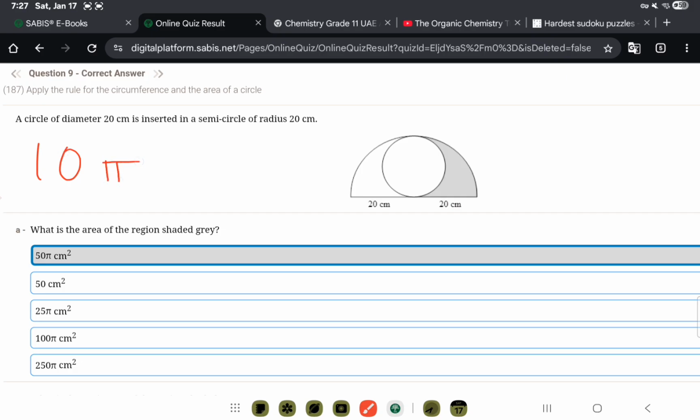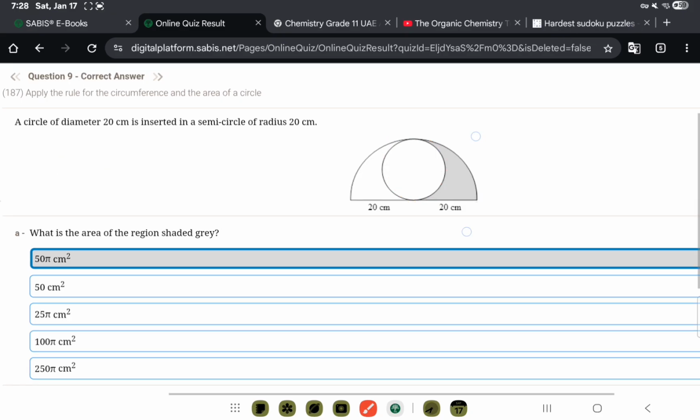10 pi. Okay, now we need to also think about the smaller circle. Since we're only thinking about this, we only divide this big circle by 4, but we divide the small circle by 2. This is how I think of it.